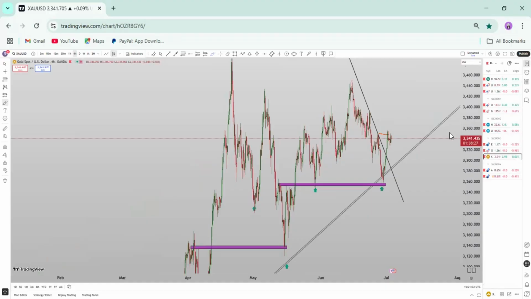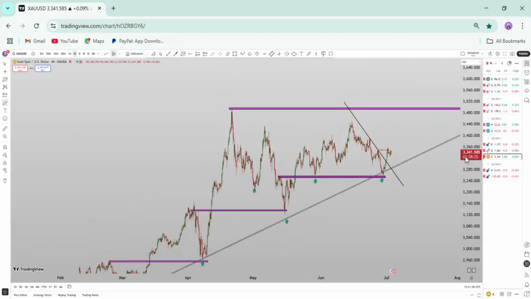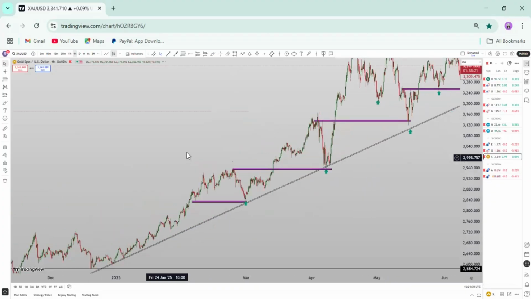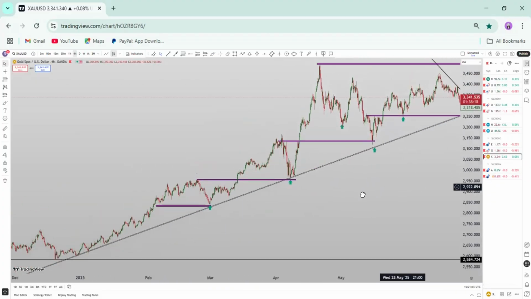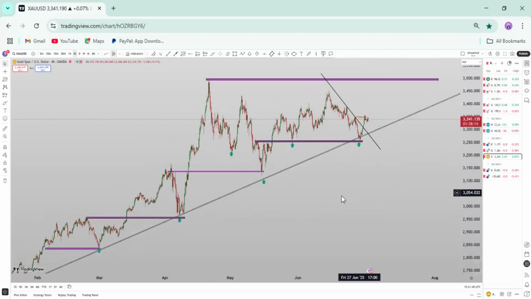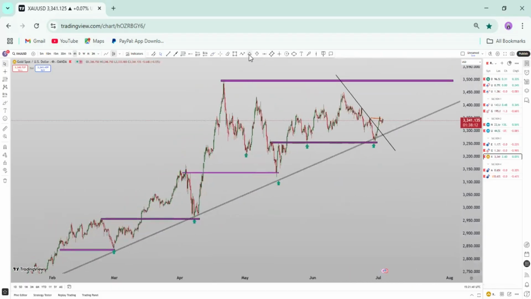Now, the last one is gold. If you can see very clearly, we are still on our bullish trend. The market is respecting the highest. In my previous video, I told you how the market might reverse to this area.